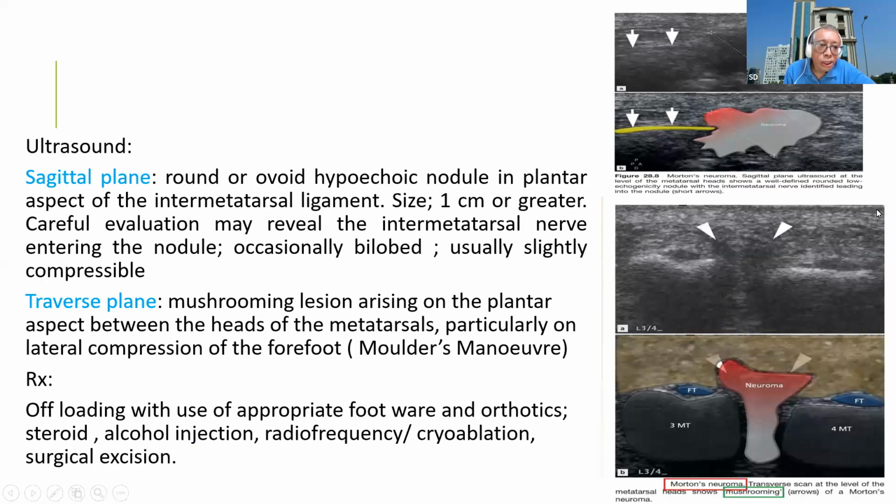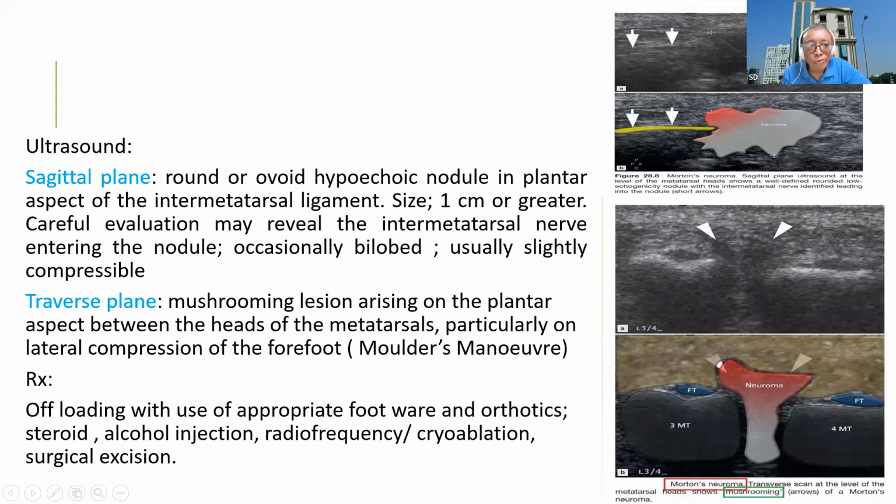These are the ultrasound pictures of long axis and short axis. The upper one is of long axis and the lower one is of short axis. If you see the upper picture, you can see a round or oval hypoechoic nodule in the plantar aspect of the foot, mainly in between the two metatarsal heads. Usually the size of this neuroma or hypoechoic nodule is 1 centimeter or more. But if you see carefully, you can see a nerve entering into this neuroma and exiting outside the neuroma.